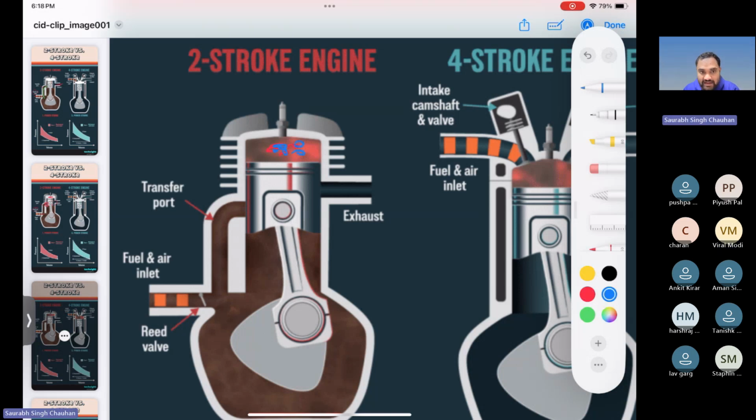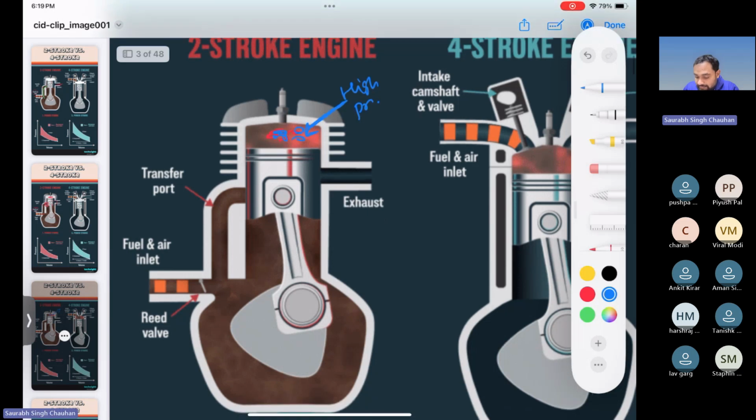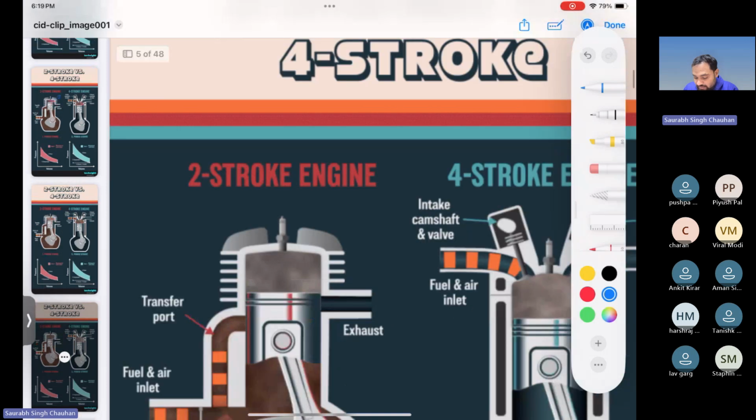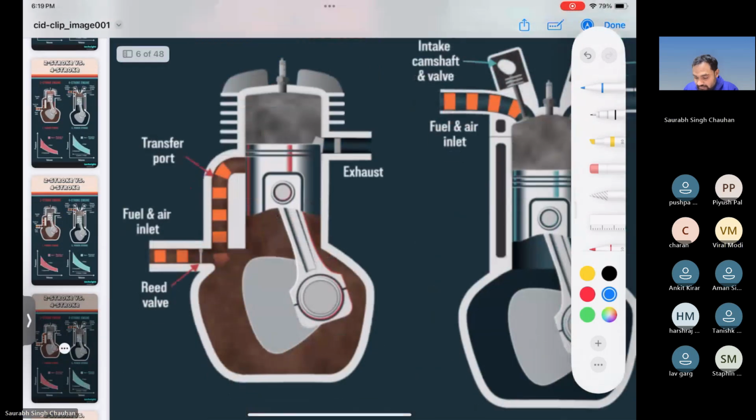Is it visible where I'm writing? Here you have got high pressure, and because of this high pressure, the piston will be pushed down. Now what will happen? The piston is coming down, still coming down. Now you can see that this exhaust port, which was initially covered by this piston, is starting to become uncovered. So now it has become uncovered. So whatever content is in the cylinder will start to come out.